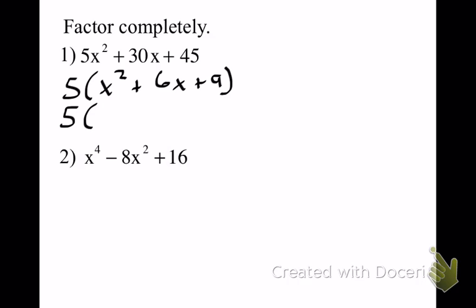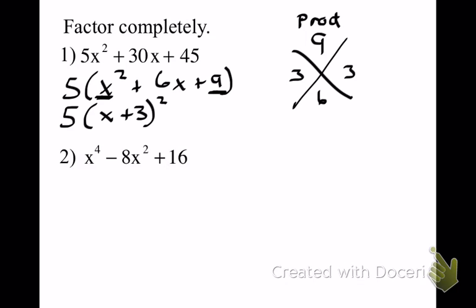And so now what I'm noticing is that this is a perfect square trinomial, because the first and last terms are perfect squares. Now, if I don't recognize that, you can always go to your x marks the spot and put the product of the last term and the middle term here, and we know it's 3 and 3. X plus 3 squared. But right away I recognized that pattern. They were first and last, and the center was 2 times the root of 9.